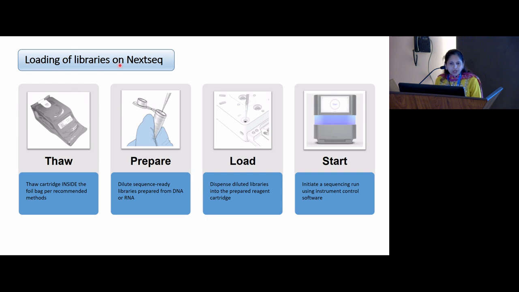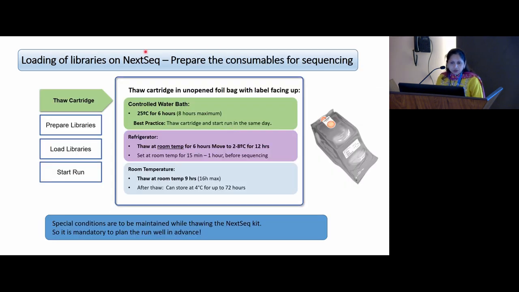Now let's move on to loading of the libraries on the NextSeq. The flow of the process remains the same. First you need to thaw your cartridge, then prepare your libraries, then load onto the cartridge and then start the run. For this, we need to first thaw your reagent cartridge in a controlled water bath for at least 8 hours. You can also thaw it in the refrigerator for 12 hours, or at room temperature for at least 9 hours. So special conditions are to be maintained while thawing the NextSeq kit. It is mandatory to plan your NextSeq run well in advance.